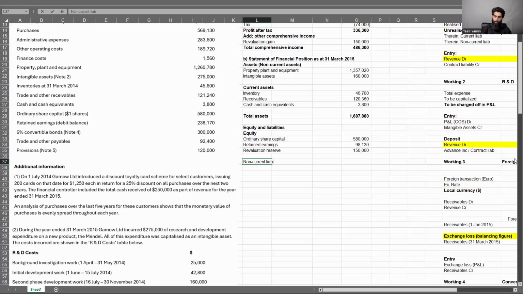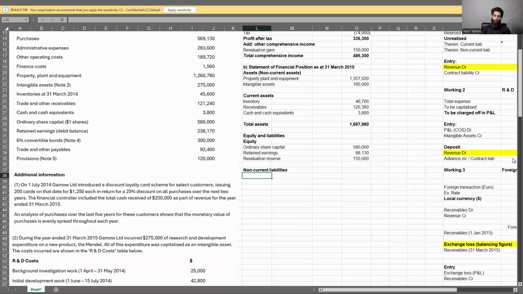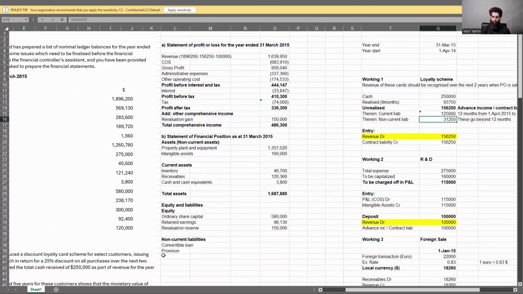In your non-current liabilities, guys, there should be a convertible loan, right? There should be a provision against legal claim. Yeah. Then if you remember, there was some unrealized revenue, contract liability, remember? That should be there. If anything else needs to be there, just remind me, okay?